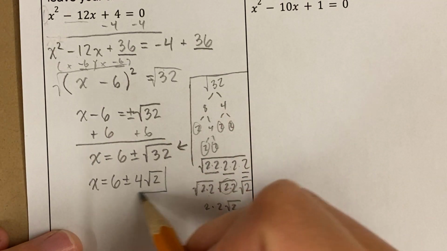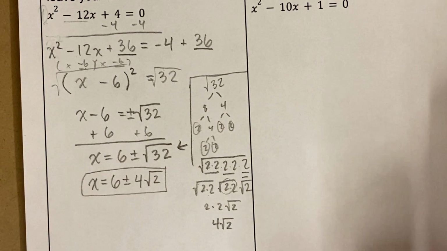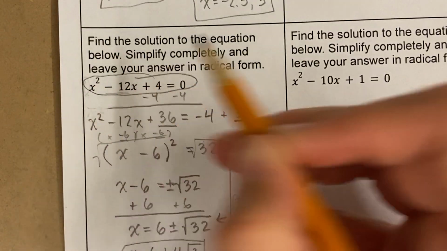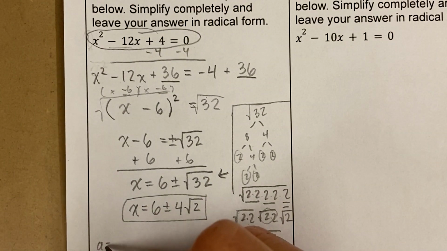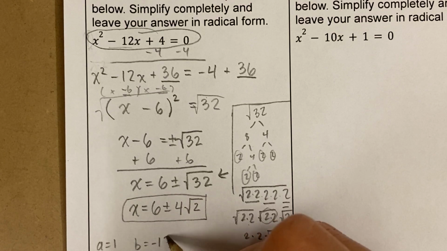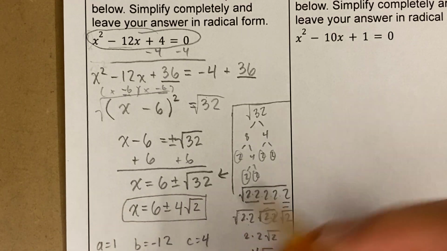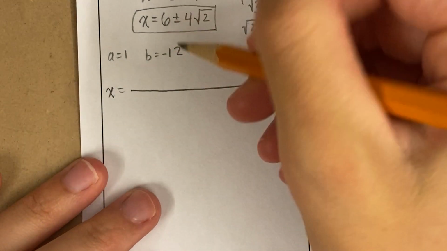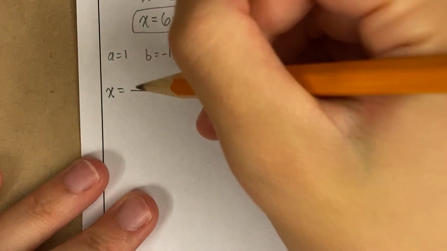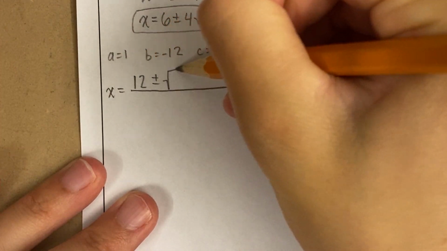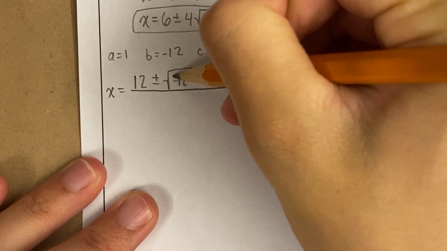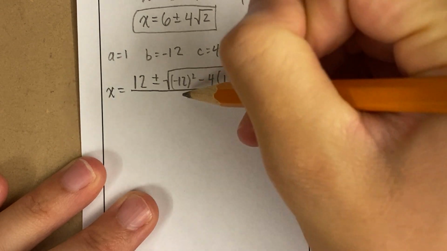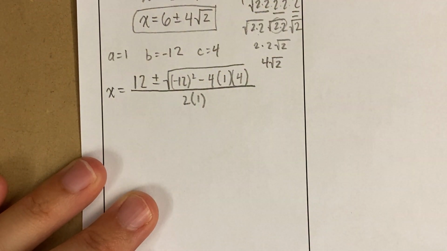Okay? That's the answer. Okay, let me show it to you with quadratic formula. I know a lot of you are way more comfortable with that. Go back to this original equation. Okay, I'm going to write a equals 1, b equals negative 12, and c equals positive 4. Okay, so opposite of b, plus or minus the square root of b squared minus 4 times a times c, and that's all over 2a.